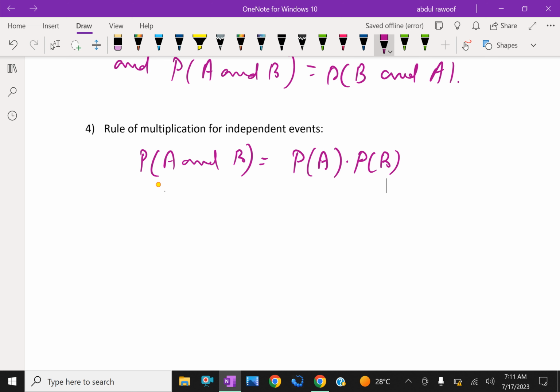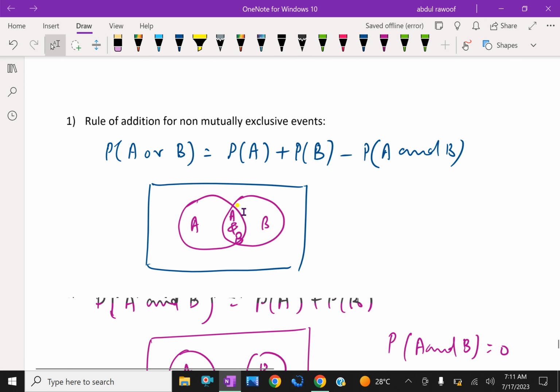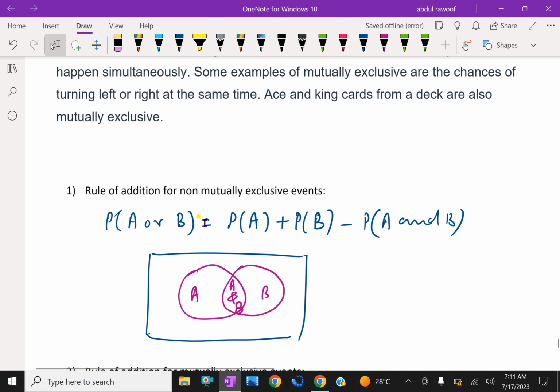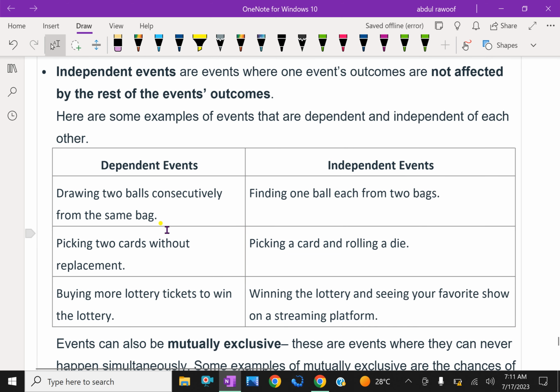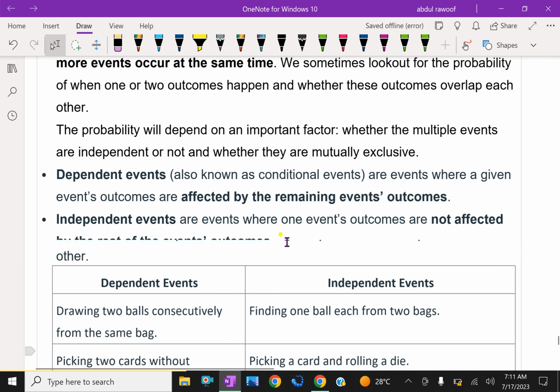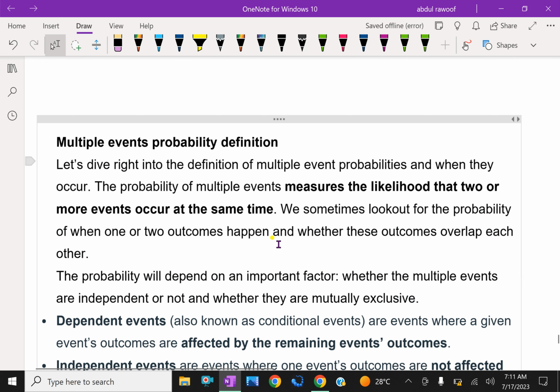Since P of B given A is equal to P of B, this is the rule of multiplication for independent events. These four rules are important to remember. So far we have covered dependent events and independent events and their examples.